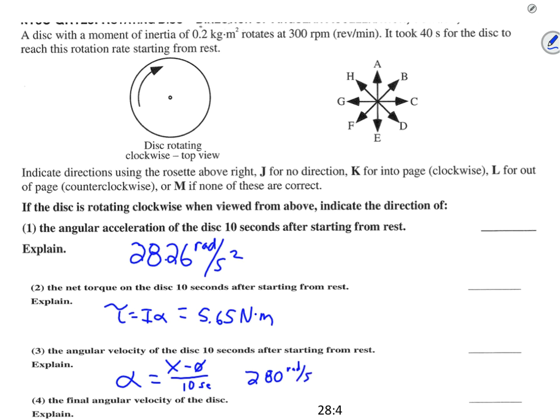Cool. And then, you guys couldn't see the last question. It says find the final angular velocity of the disk. The angular velocity of the disk, 10 seconds after starting. And then the final happens after 40 seconds. Okay, so we'll take our alpha and we'll go to 40 seconds. So our alpha equals the final minus the initial. That's how we'll solve that. Okay? Right on.